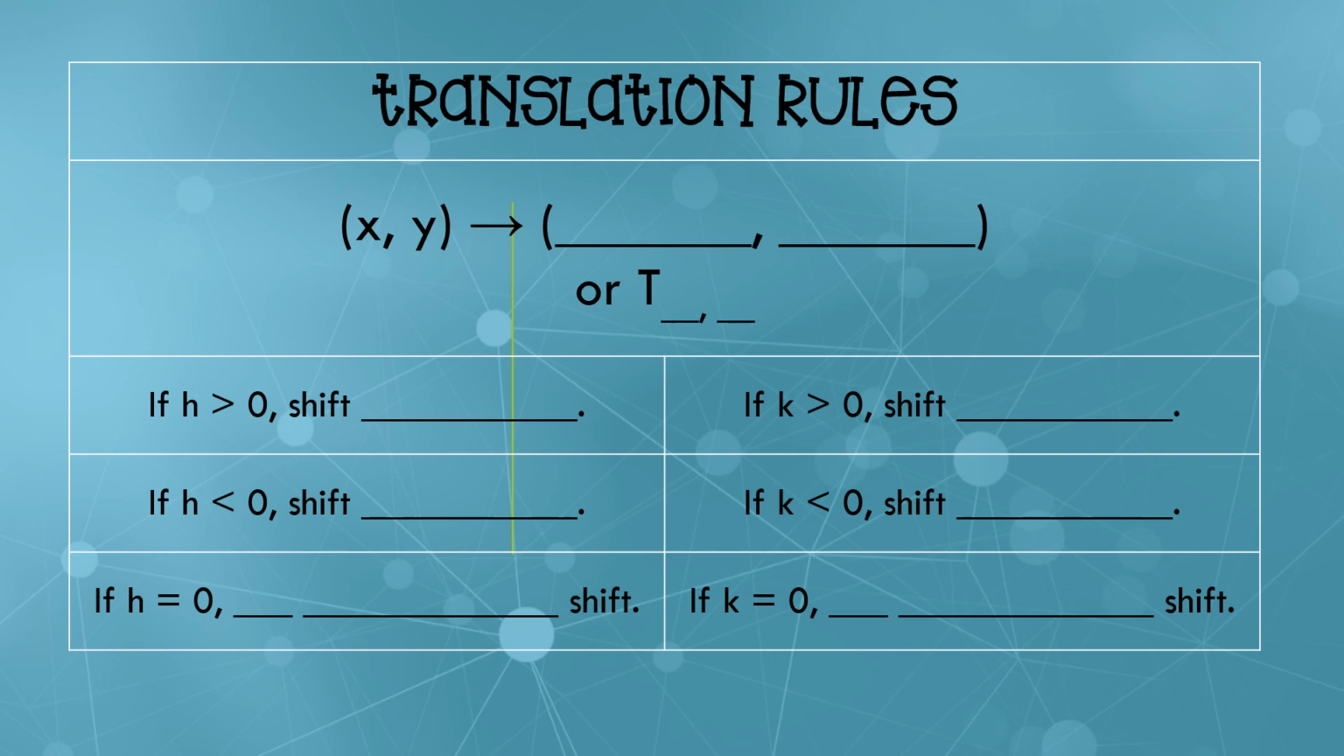The translation rule can be written in two ways. The first way is called coordinate notation, and the reason it's called coordinate notation is because it tells you what happens to the coordinates of the point. The other notation we just call shorthand notation. So coordinate notation will be (x, y), and this arrow means maps or yields, and it'll be (x + h, y + k). In the shorthand notation, it will be a capital T with a subscript of h, comma, k.